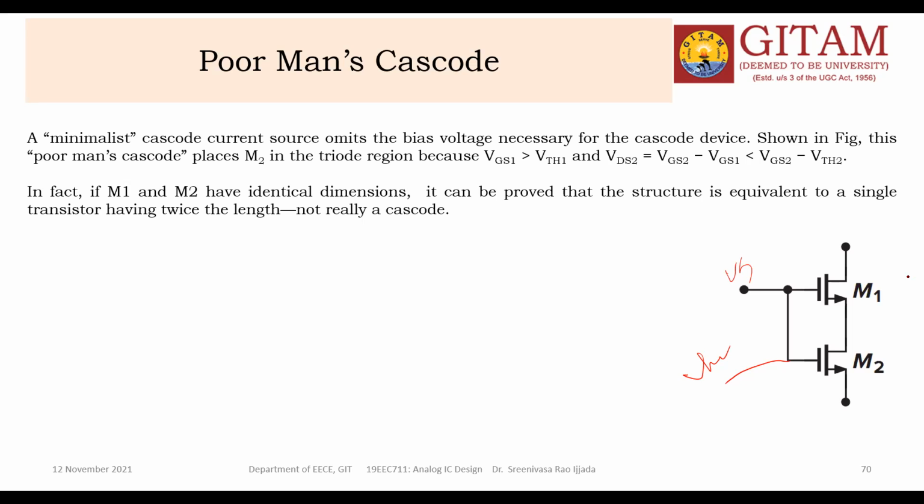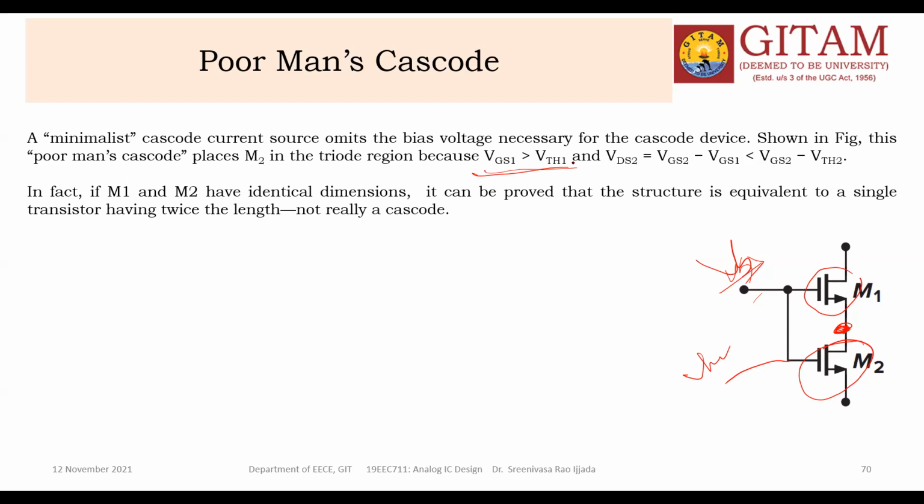Shown in the figure, this poor man's cascode places M2 in the triode region, because it acts as a triode resistor. This is the condition: VGS1 is greater than VTH1. This is the VB, and this is the VTH of this device. Whenever this is greater, VDS2, the drain potential, is the same voltage. VDS2 means the potential difference between these two potentials.